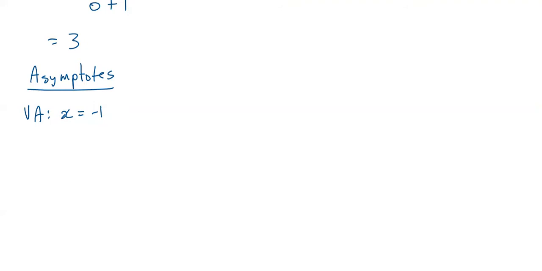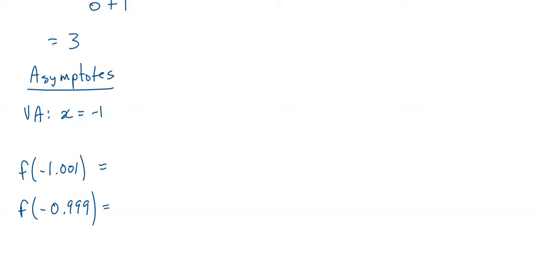So for a vertical asymptote, if my vertical asymptote is negative 1, I'm getting really close to it. That's what asymptotes do. They get closer and closer forever, and they either go up or they go down. So I'm going to pick numbers that are really close to negative 1, just to the left and just to the right. So just to the left would be negative 1.001, and just to the right would be negative 0.999.